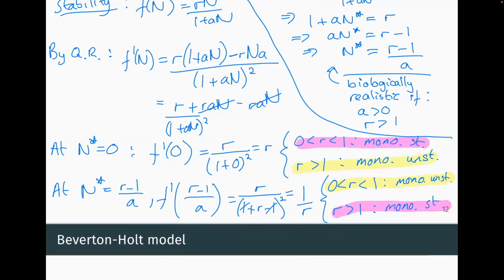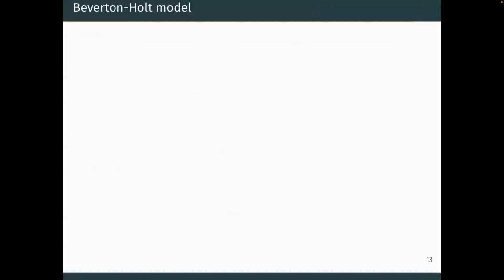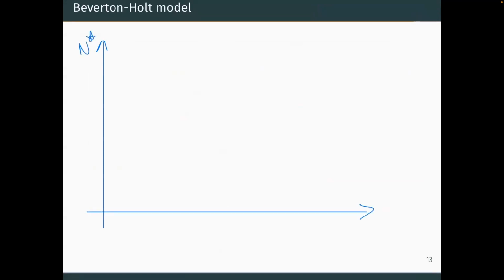So we can summarize this in a bifurcation diagram. And what does that look like? Now, if you recall, in the bifurcation diagram, what we have is our population size, our steady states on the vertical axis. And then along the horizontal axis, we have a parameter that we're varying. It causes a change in the steady state.